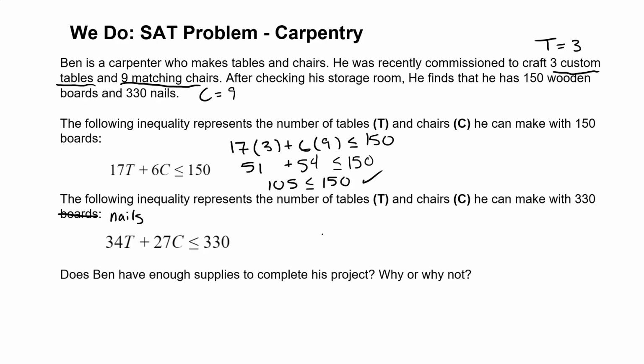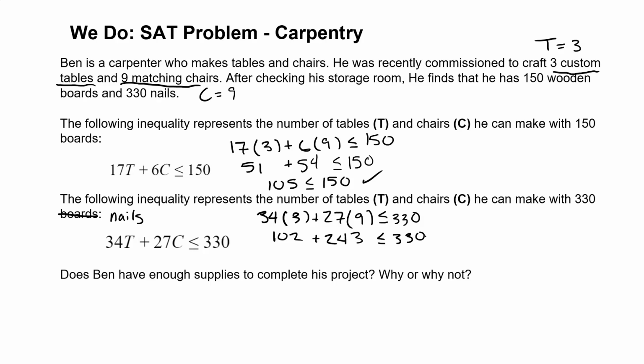Let's see if he has enough supplies for the next part. So 34 multiplied by T, which is 3, plus 27 multiplied by C, which is 9, is less than or equal to 330. So 34 multiplied by 3 is 102, plus 27 multiplied by 9 is 243. Is that less than or equal to 330?